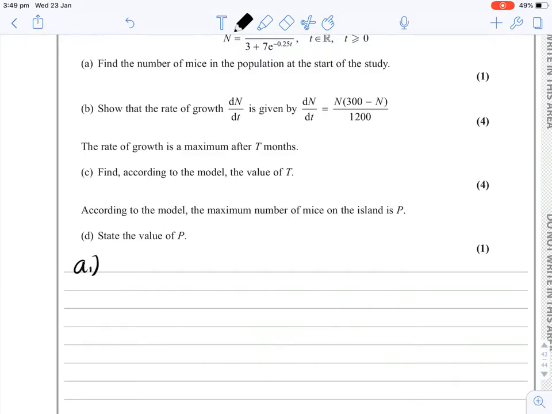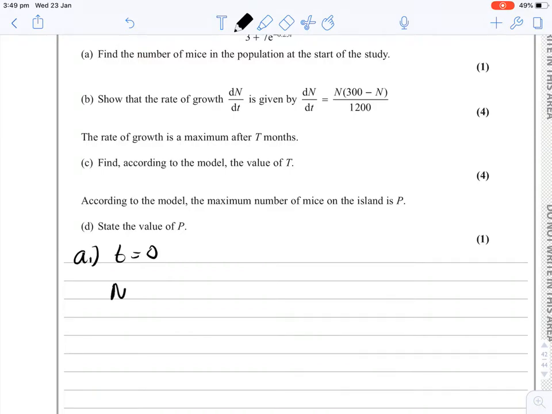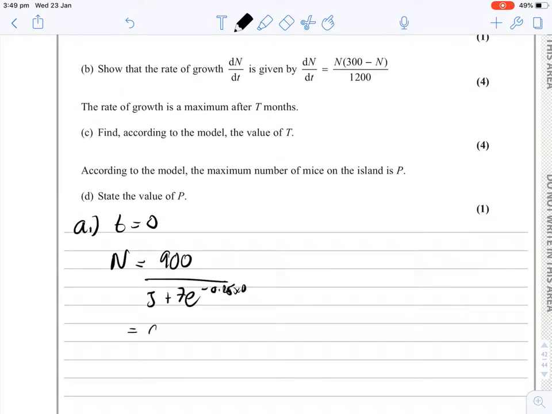So in order to do this, the start of the study is where t is equal to 0. So all we do is sub that into the equation that we've got, and we find our value. So if t is equal to 0, we've got 900 / (3 + 7e^(-0.25 × 0)), and plugging that into the calculator you just get a value of 90, so n is 90 for part A.